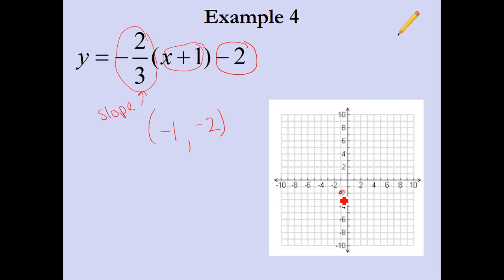And from there, I do my slope. My slope says go down 2 over 3. So I'm going to do that. Down 2 over to the right 3. There we go. That's where I would land. And I can just connect those two, make a straight line, and there we have it. That's the location of that line described by that equation.